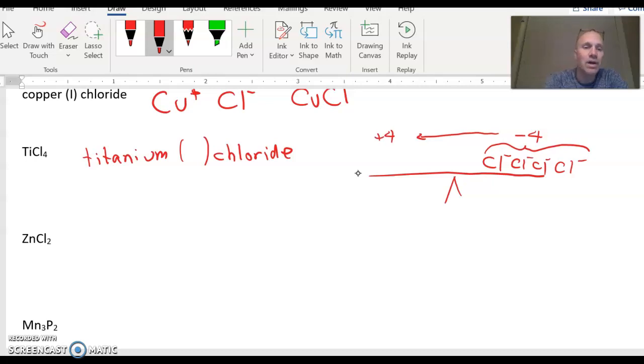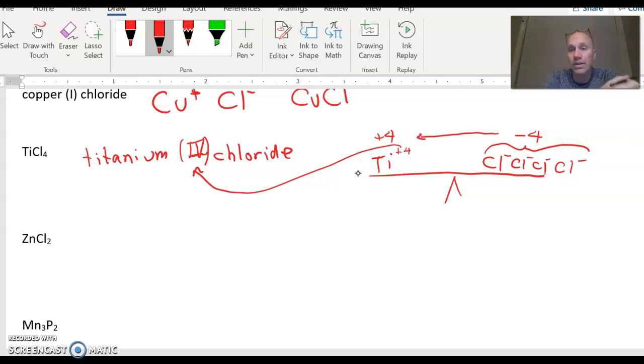But where do we get that +4 charge? It can only come from the cations in the compound, and the only cation is a single titanium atom. So essentially, this titanium has got to pay the whole bill. It's got to come up with that entire +4 charge. So that means this is going to be Roman numeral 4, which is IV. The next one, zinc chloride.